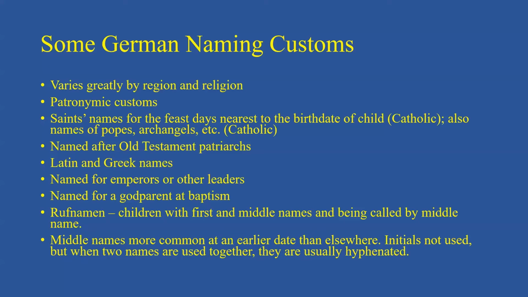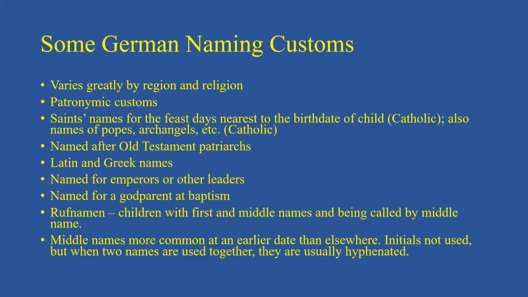Naming children after godparents was a very common practice, both in Germany and among Germans in America, and in some cases, the godparent would actually name the baptized child. Another custom is called rufnamen. Boys would receive the first name of Johann and girls the first name of Maria or Anna. Each would receive a different, distinct middle name, and they would be known or called by that middle name.